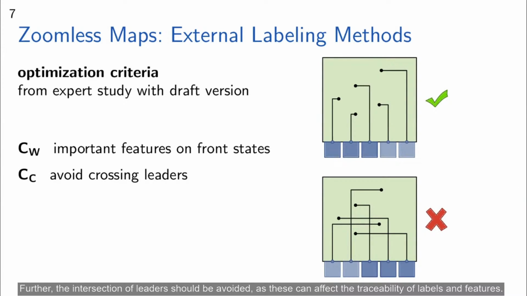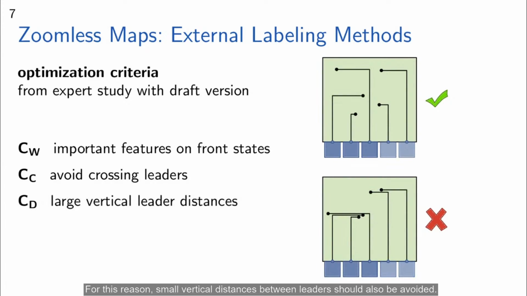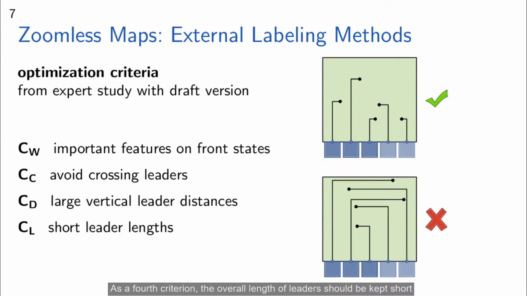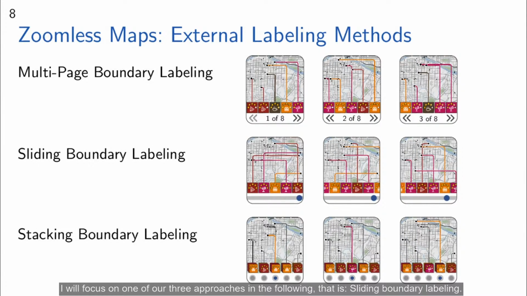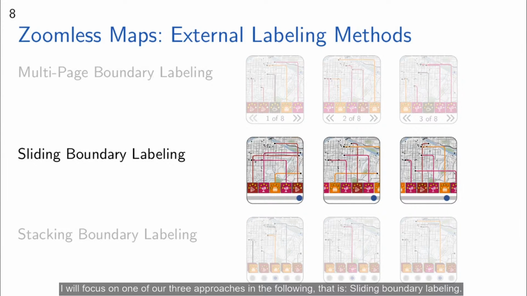Further, the intersection of leaders should be avoided, as these can affect the traceability of labels and features. For this reason, small vertical distances between leaders should also be avoided. As a fourth criterion, the overall length of leaders should be kept short in order to provide a clear map representation. I will focus on one of our 3 approaches in the following, that is, sliding boundary labeling.